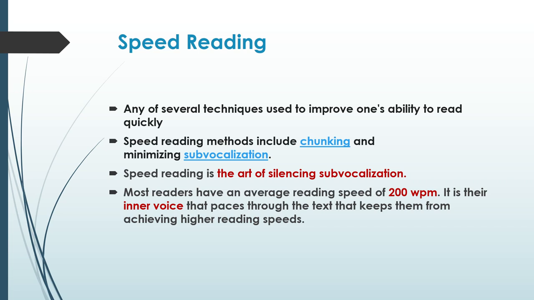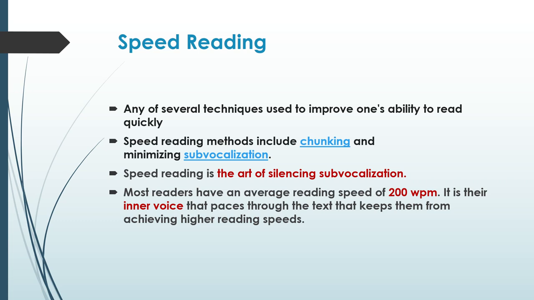This is just according to an estimate. Most readers have an average reading speed, which they have given as 200 words per minute. If a reader has 200 words per minute, it is considered an average reading speed. It is due to their inner voice, subvocalization, that paces through the text, which keeps them away from achieving higher reading speeds. So if you have 200 words per minute, it is not an ideal or a good speed. It is an average speed.